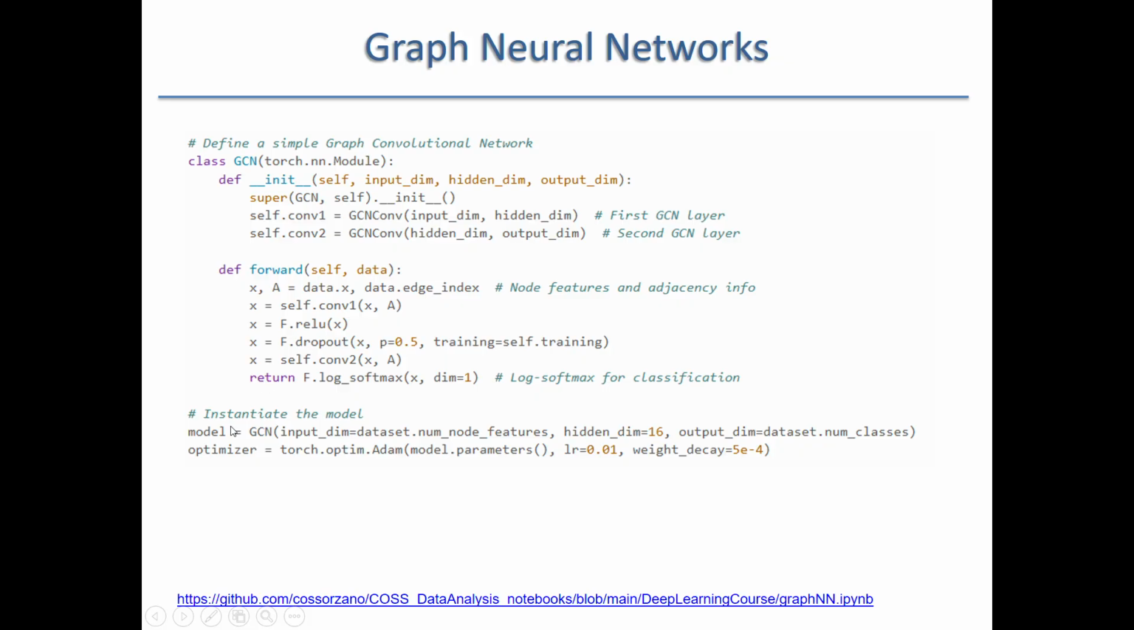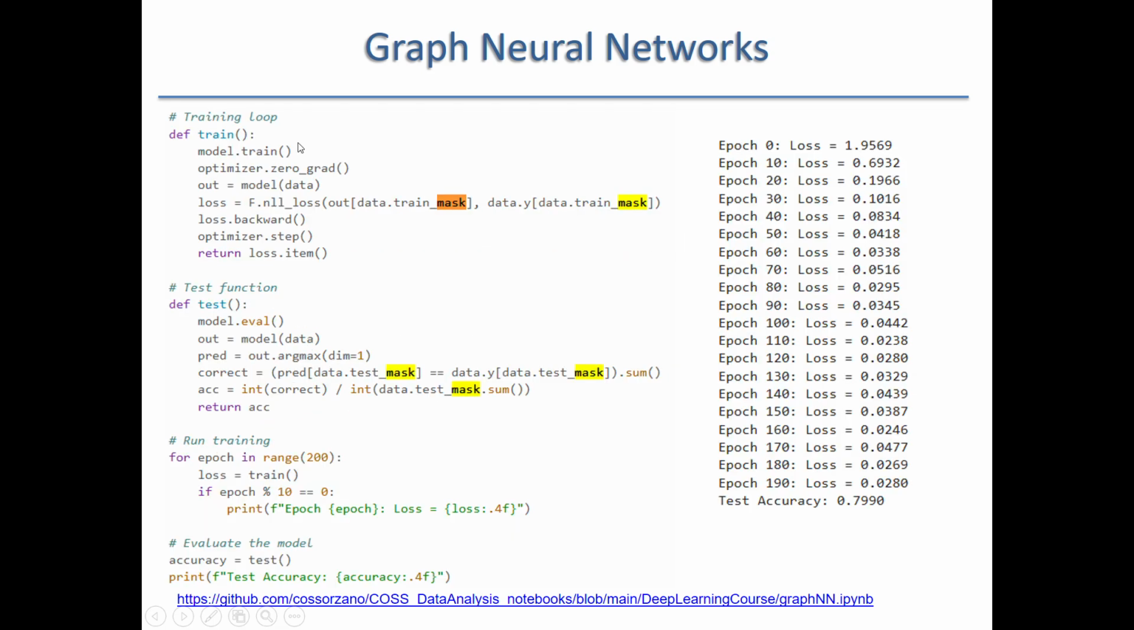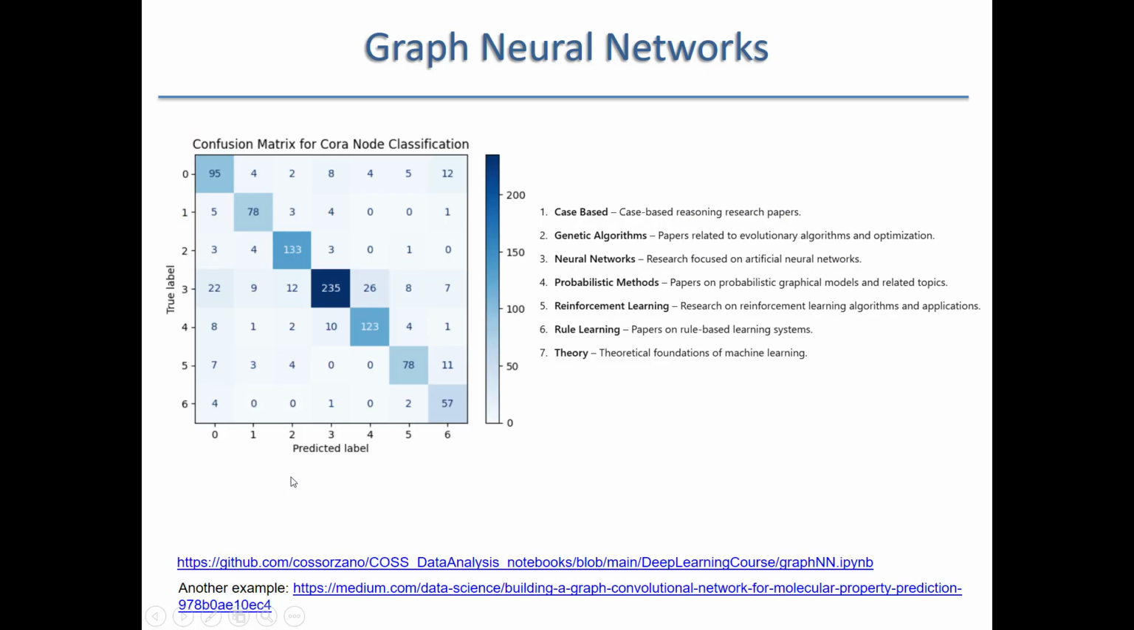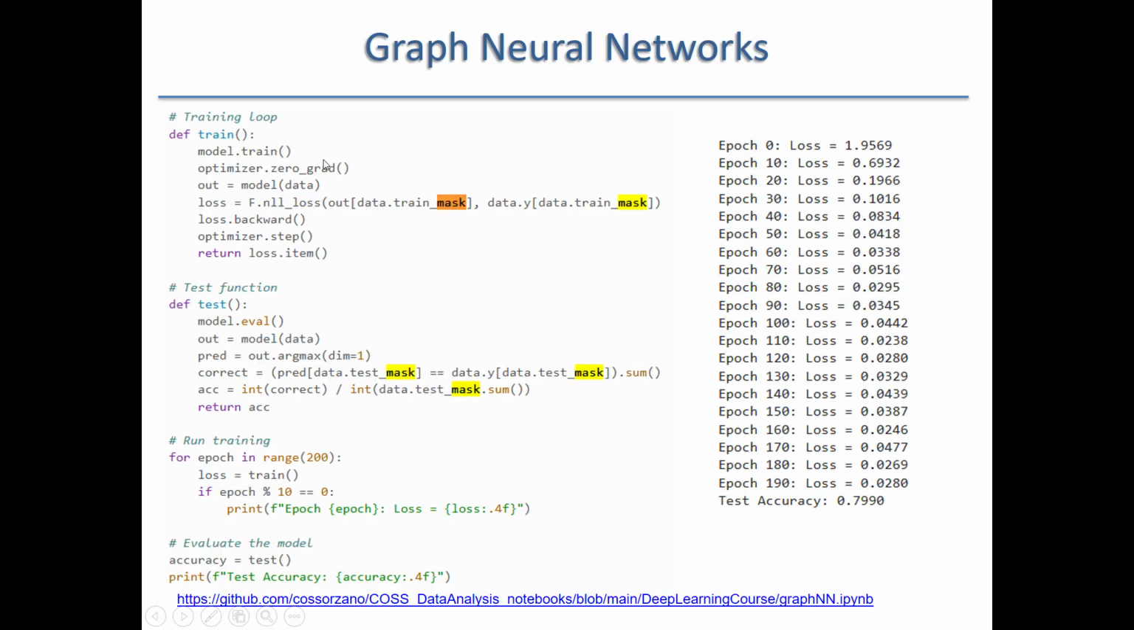Then we instantiate the model, we take the optimizer, and then this is just training and test, how to do the training and how to do the test. It is just steps of training, computing the loss and backpropagating the error. Then we can show the final accuracy. It classifies with 80% accuracy.